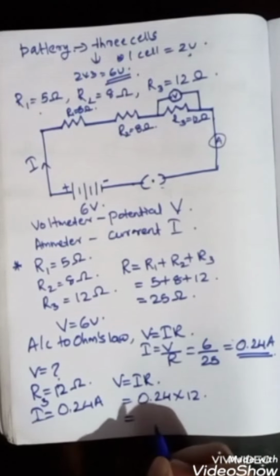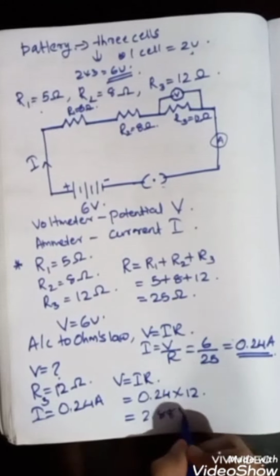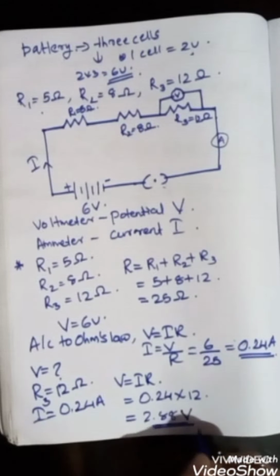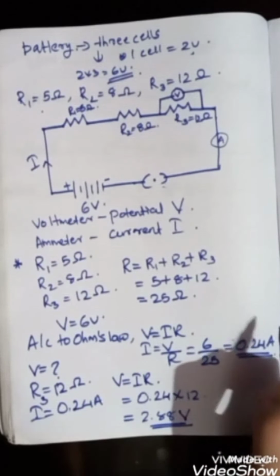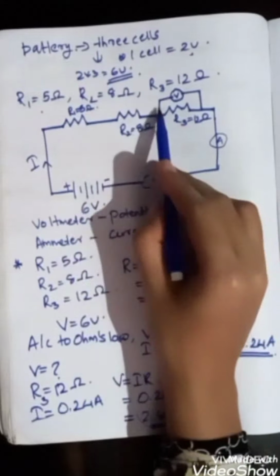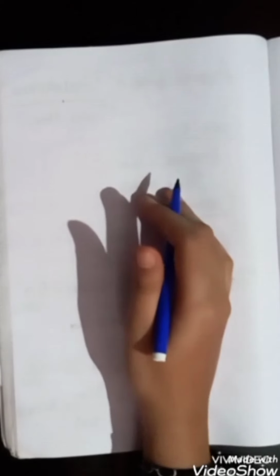That is approximately equal to 2.88. The unit is volt. Okay, 2.88 volt. This is the voltmeter reading and this is the ammeter reading. The voltmeter reading across the R3. Okay. Then we move on to the second question.